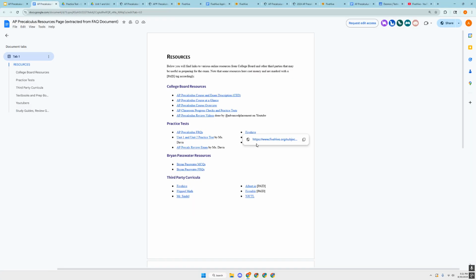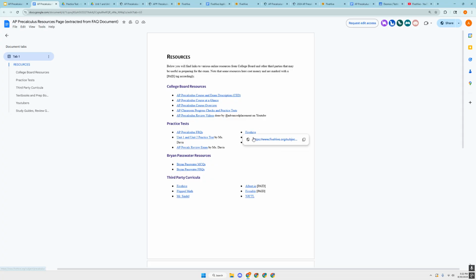From there, we have 5 Hive, where there are more units than just 1. What do you mean by that? There's only 3 units, so units 1 through 3, yeah.